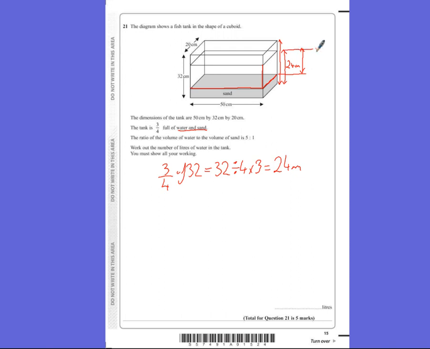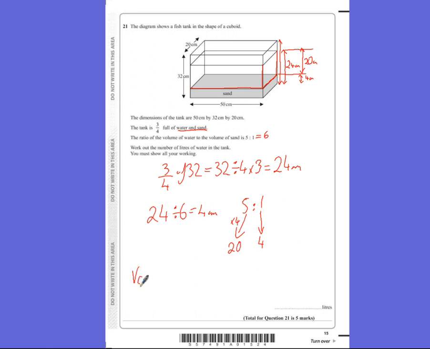Now the water to sand ratio is 5 to 1, which is 6 parts. So the depth of water and sand together is 24. So I need to split 24 into 6 parts, so divide by 6, which is 4. And then to put that in the ratio of 5 to 1, times each of these by 4, I get that it's 20 centimetres and 4 centimetres. So this distance here would be 20, and this distance here would be 4. So we've now got the distance that we're after, it's 20.